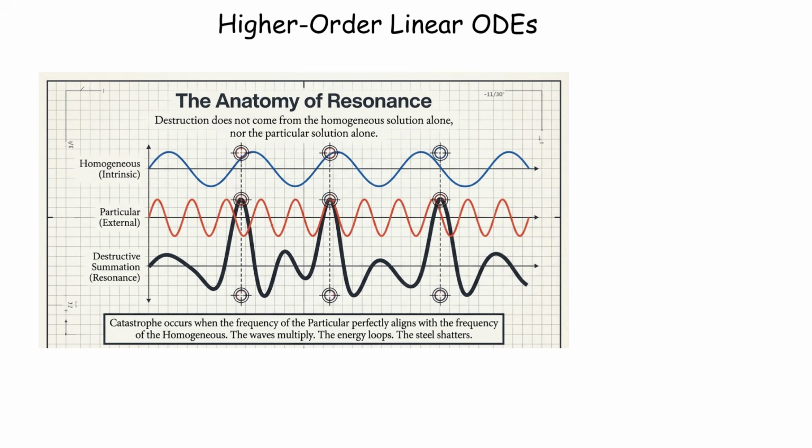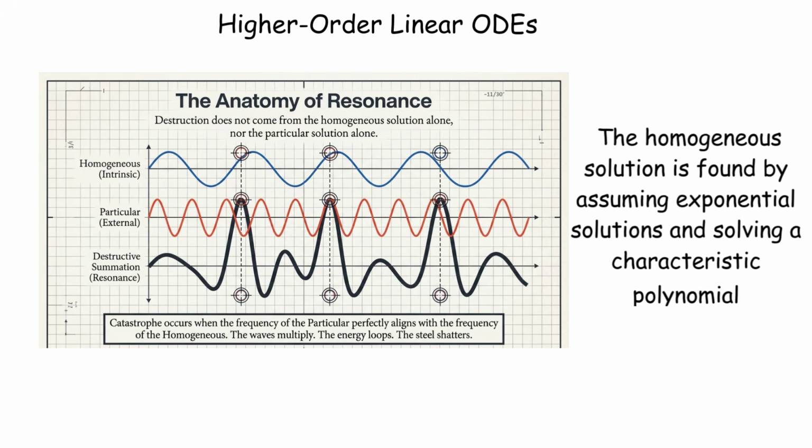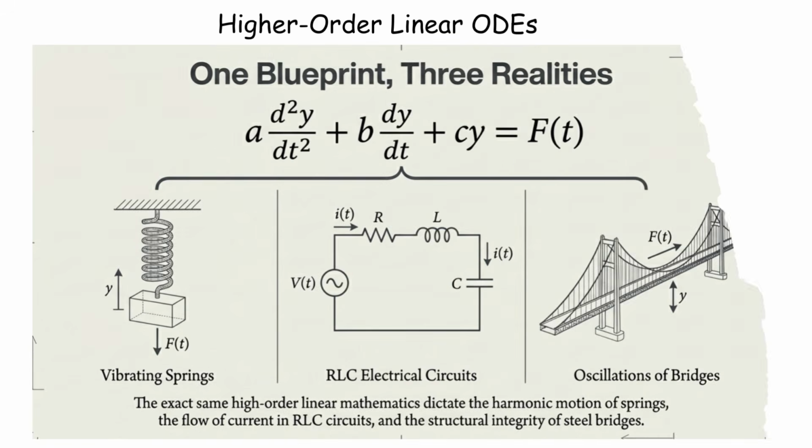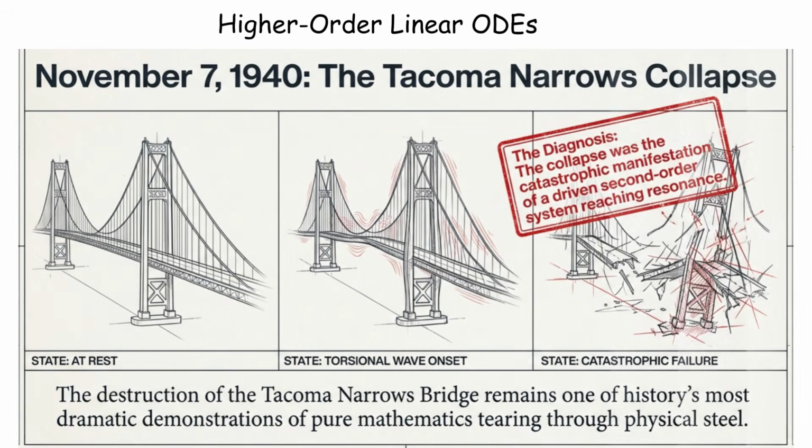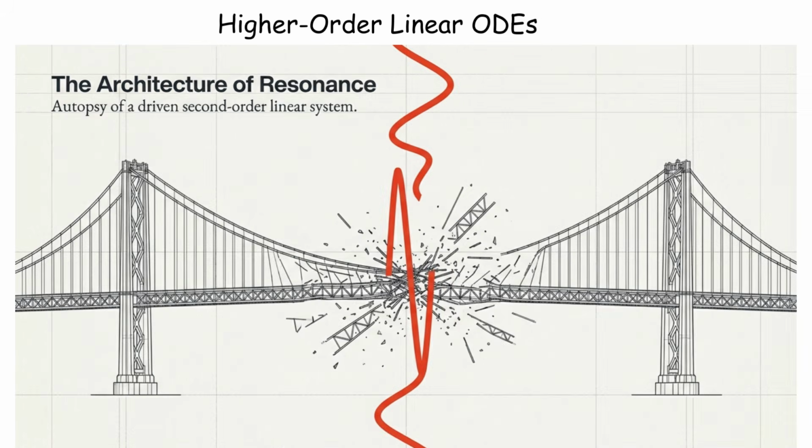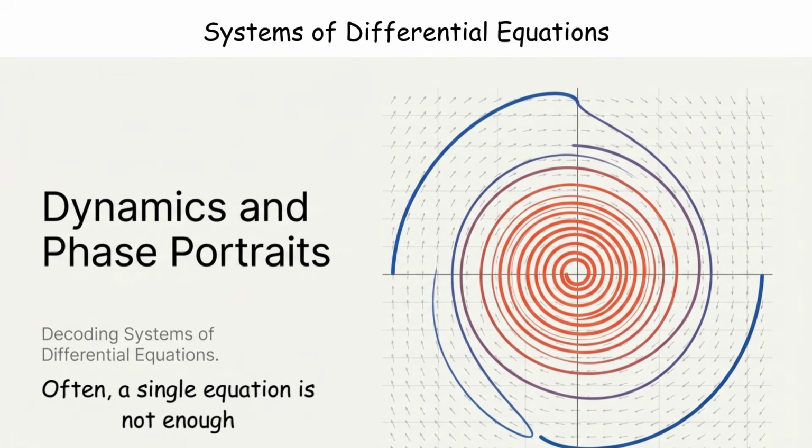For equations with constant coefficients, the homogeneous solution is found by assuming exponential solutions and solving a characteristic polynomial. The result governs vibrating springs, RLC electrical circuits, and the oscillations of bridges. The Tacoma Narrows Bridge collapse in 1940 is often cited as a catastrophic example of a driven second-order system reaching resonance.